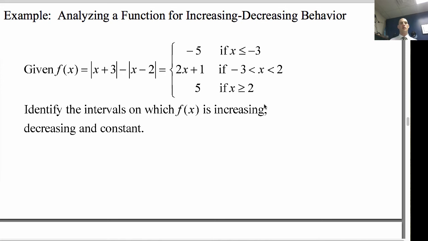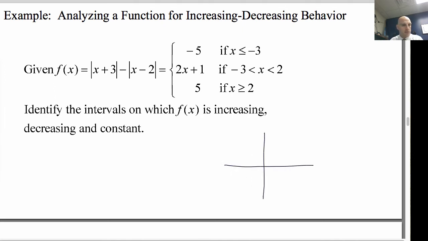Here's a piecewise function. So look, just check out what's going on here. You're like, oh my gosh, I don't know what's going on. This is a piecewise function, so it's defined by 3 different parts. So check this out. Here's our function, f of x equals absolute value of x plus 3 minus the absolute value of x minus 2. So it's equal to, meaning this is what our function actually is: negative 5 if x is less than or equal to negative 3, 2x plus 1 if negative 3 is less than x is less than 2, and 5 if x is greater than or equal to 2.